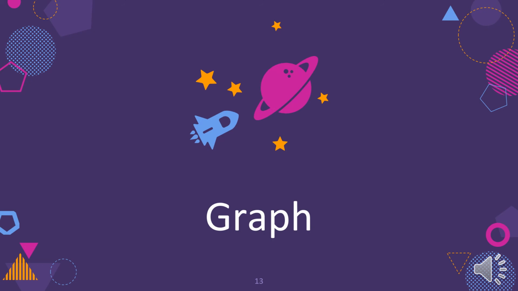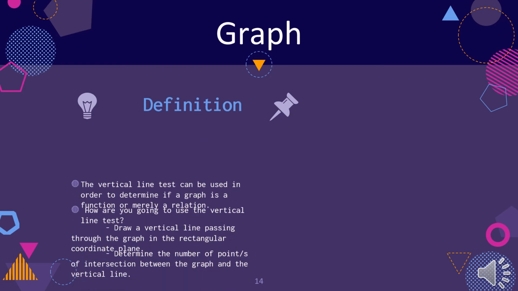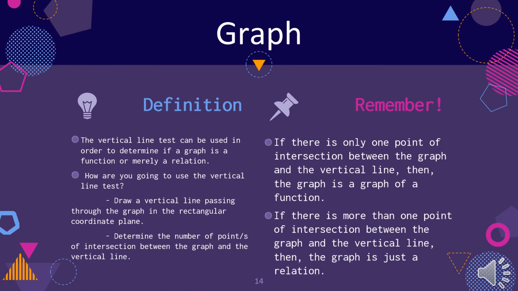So, here is the fourth way of expressing function and relations, and it is graph. The vertical line test can be used in order to determine if a graph is a function or merely a relation. How are you going to use the vertical line test?